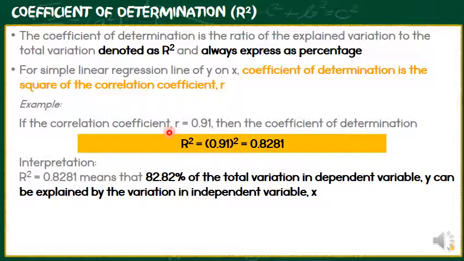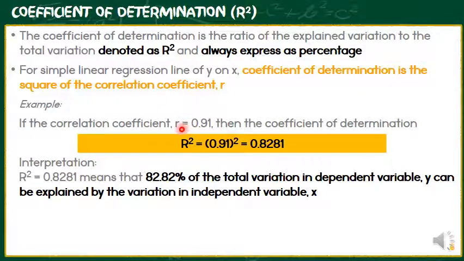Okay. So, sebelum saya habiskan chapter ini, kita ada satu lagi, which is coefficient of determination R squared. So, coefficient of determination ini adalah ratio of the explained variation to the total variation. Okay. Sentiasa denoted by R squared and expressed as percentage. So, biasanya soalan suruh cari R squared, lepas tu dia suruh interpret. So, coefficient of determination is the square of the correlation coefficient.